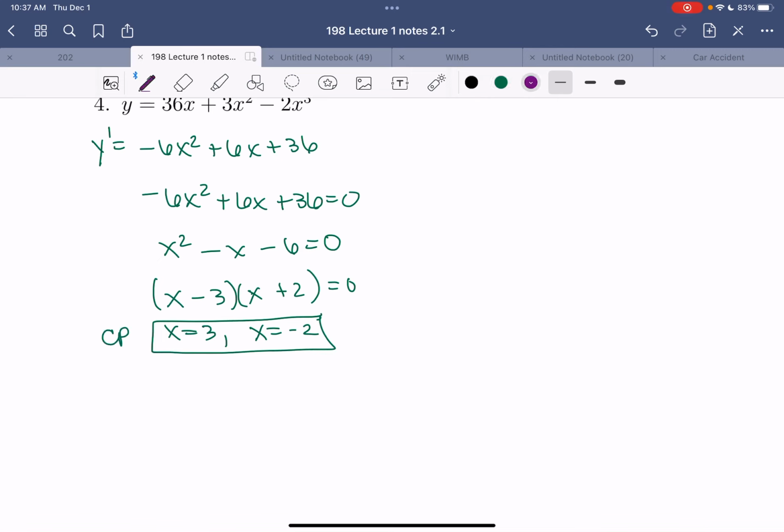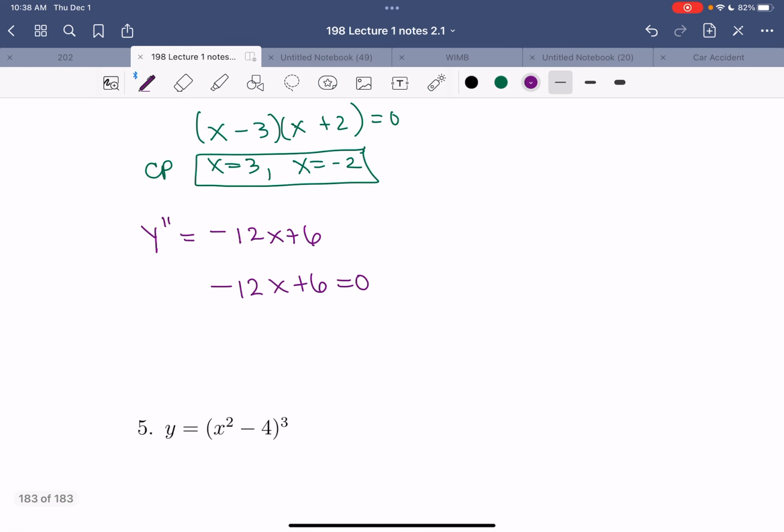Then we're going to go for the second derivative. If we take the derivative of the first derivative, that's negative 12x plus 6. If we take negative 12x plus 6 and set it equal to 0 to find our possible inflection points, let's divide through by negative 12. That gives me x minus 1/2 equals 0. And so that tells me that x is 1/2. You also could divide through by 6 and then solve it from there, whatever you'd like to do. That's my possible inflection point.